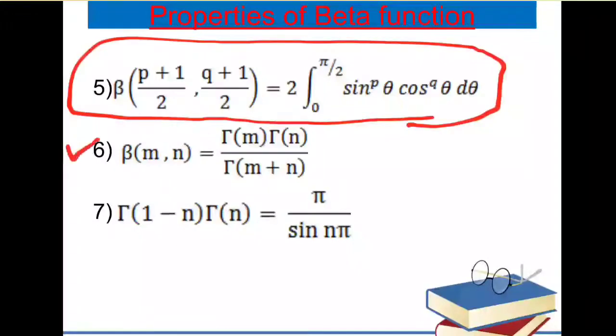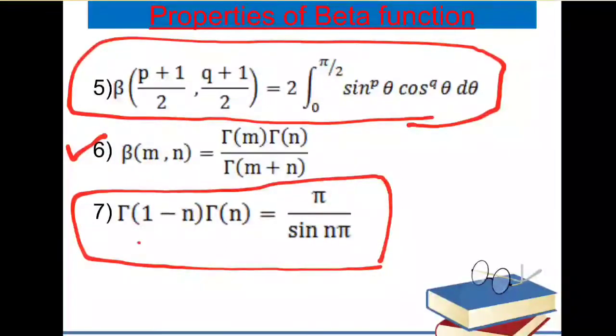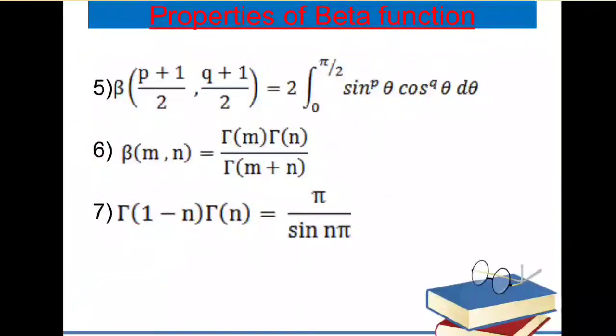And next is the relation between beta and gamma, that is beta of m comma n is equal to gamma m gamma n divided by gamma of m plus n. And this formula we have discussed already, that is a product of gamma in this form, then we can write it as pi divided by sine n pi.